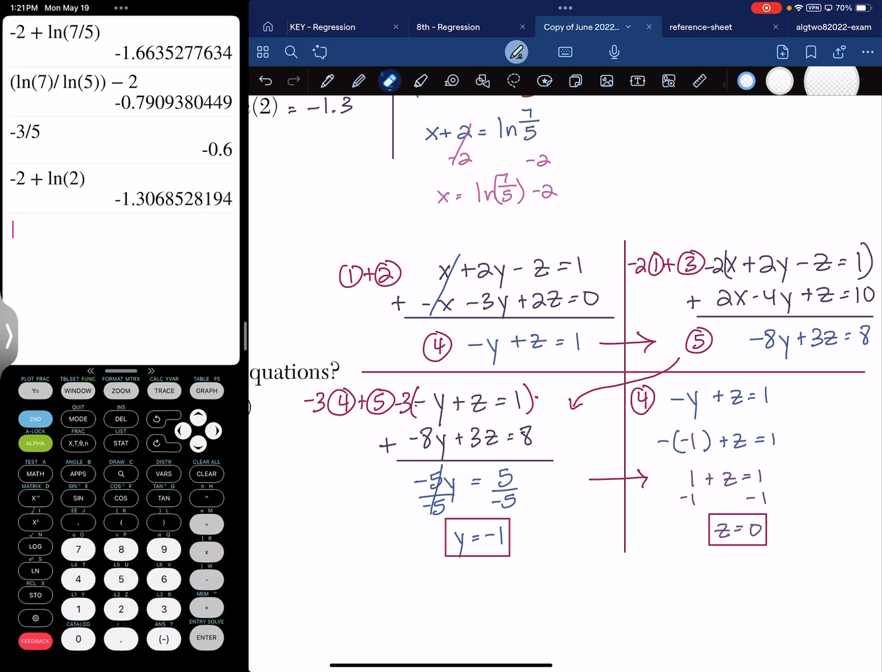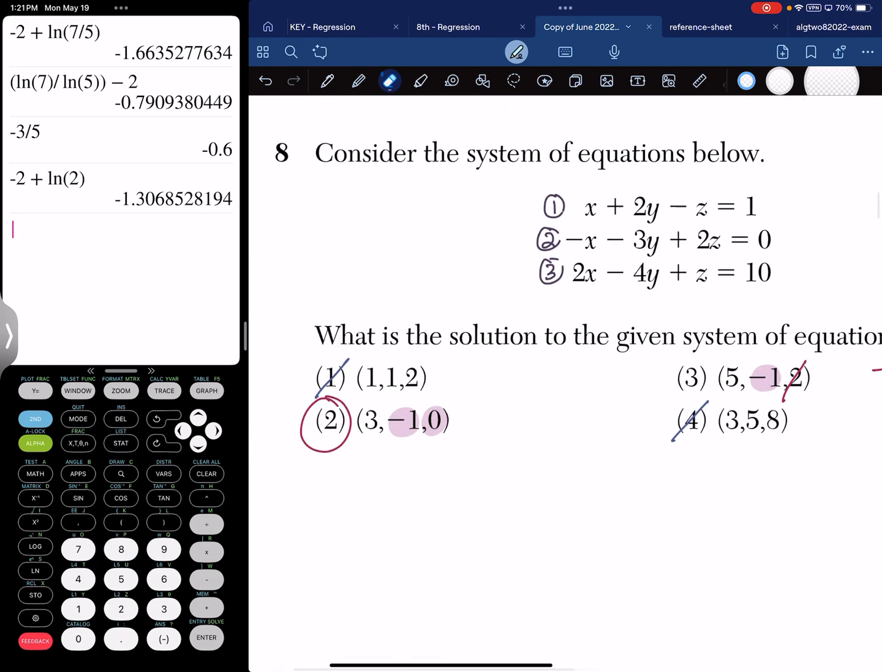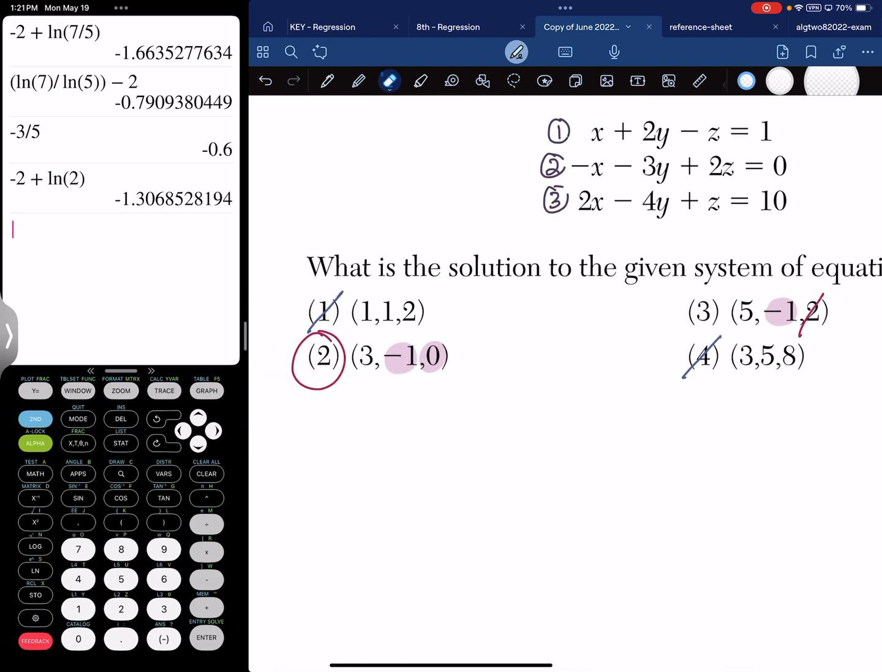I multiplied equation 4 by negative 3, and then negative 3z plus 3z cancels, leaving me with just y. And then I solve for y. From there, it's just substitution. I go back and I plug y back into one of these equations, and I get z is 0. And that's all I needed for multiple choice because there's only one answer that has negative 1 for y and 0 for z.